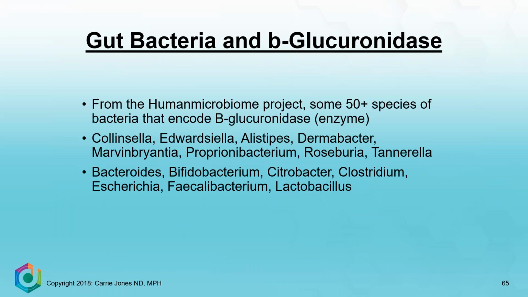So lots of bacteria can make the enzyme beta-glucuronidase. And so the Human Microbiome Project suspects there's about 50 plus species that encode for it. And you can see right there that many of the researchers decided to name themselves after bacteria. So if you were Colin or Edward or Allie or Rose or Tanner or Marvin, you just named yourself after a bacteria that codes for beta-glucuronidase. But you'll see on the next line down, there are several bacteria that many of you are familiar with: Bacteroides, Bifido, E. coli, Lacto, Faecobacterium. So there's lots that we're familiar with that make the enzyme beta-glucuronidase.